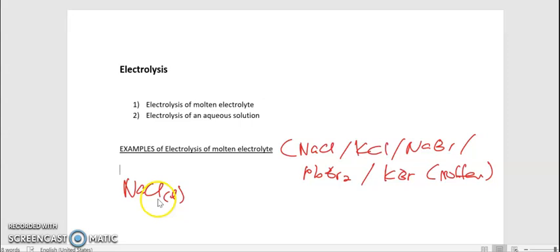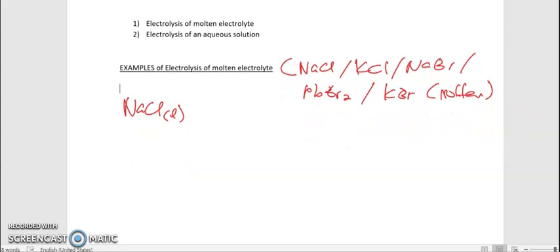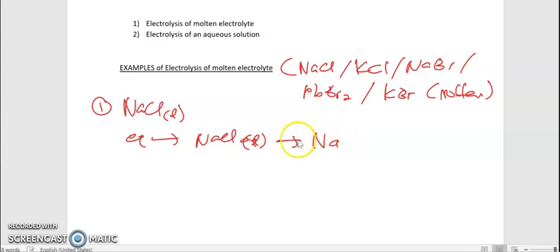To write the electrolysis reactions or the redox reactions, you first have to write the full equations. So let's see the first example, the electrolysis of molten NaCl. So we first start with the equations. NaCl molten liquid form, when it melted, it produces Na plus and Cl minus.